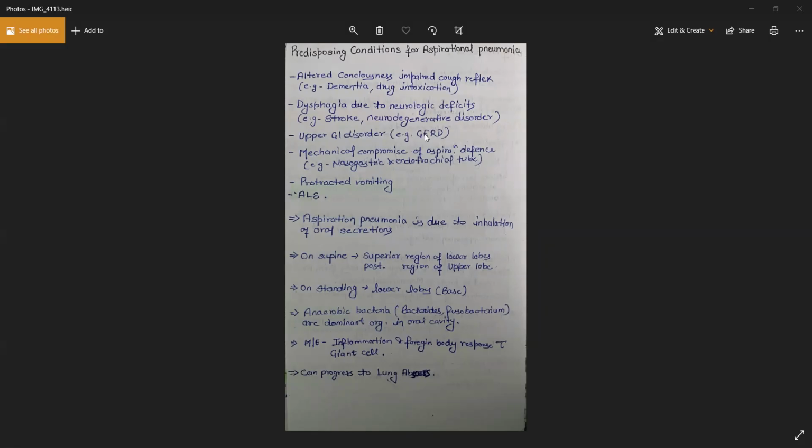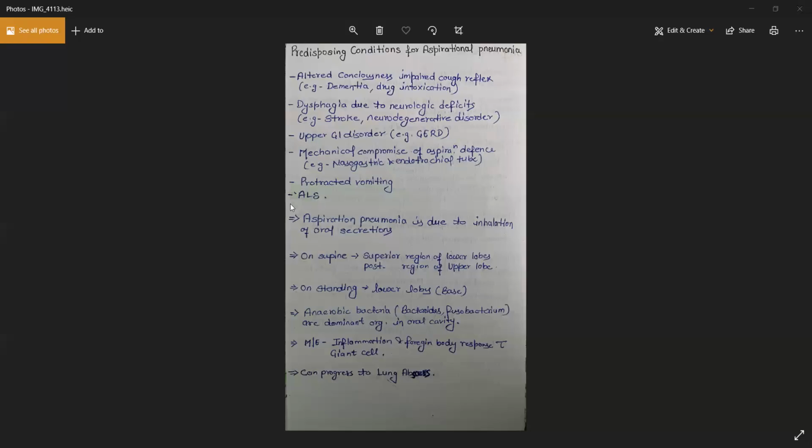And if you remember, in the GI lectures about Zenker's diverticulum, I told you a patient can have a recurrent history of aspiration pneumonias, remember? Yes. So Zenker's diverticulum can again lead to this condition. Any mechanical compromise of the airway can again lead to aspiration pneumonia. For example, if the patient is having a nasogastric tube, or endotracheal intubation, in that case the patient again can have aspiration pneumonia.